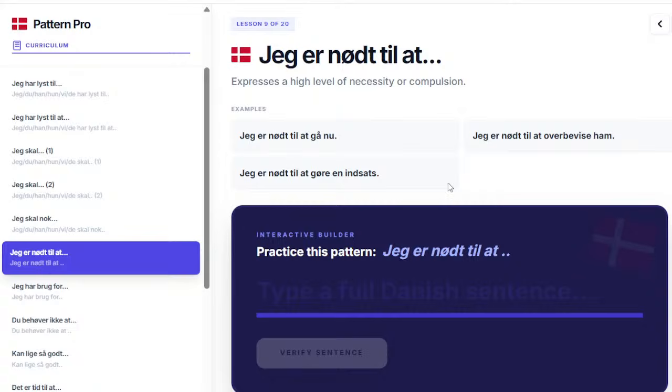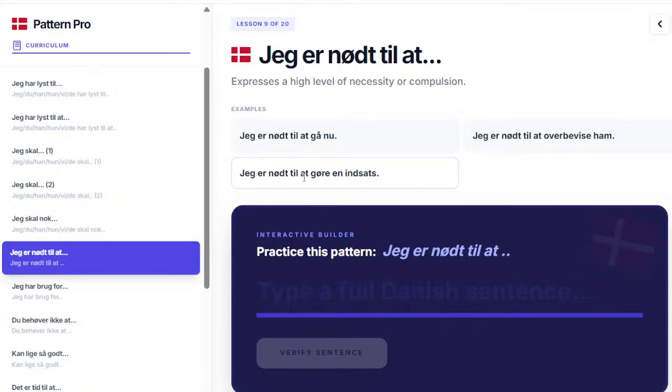Jeg er nødt til at, maybe you know it, is of course I need to do, right? So high level of necessity or compulsion, right? Well, compulsion I wouldn't say necessarily, but it's kind of like that. Så jeg er nødt til at, ikke? The situation forces you or kind of makes it necessary that you do it. Jeg er nødt til at gå nu. I need to or I have to go now.